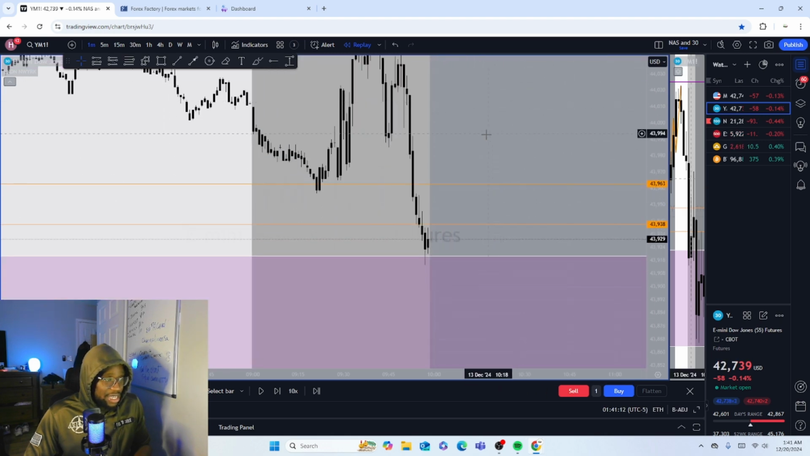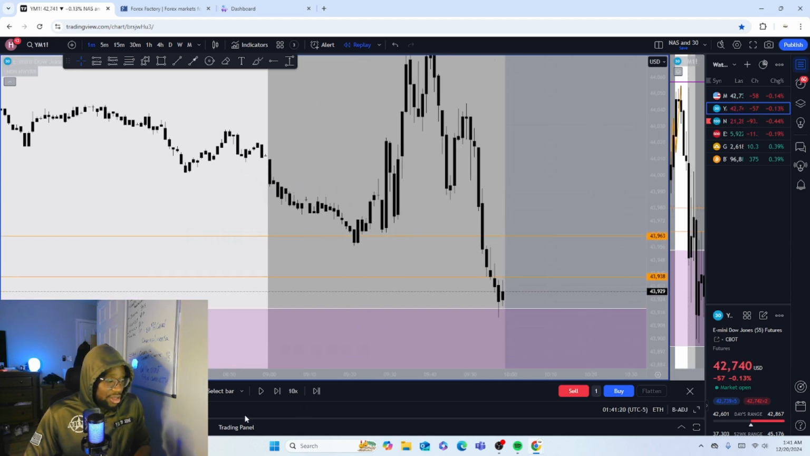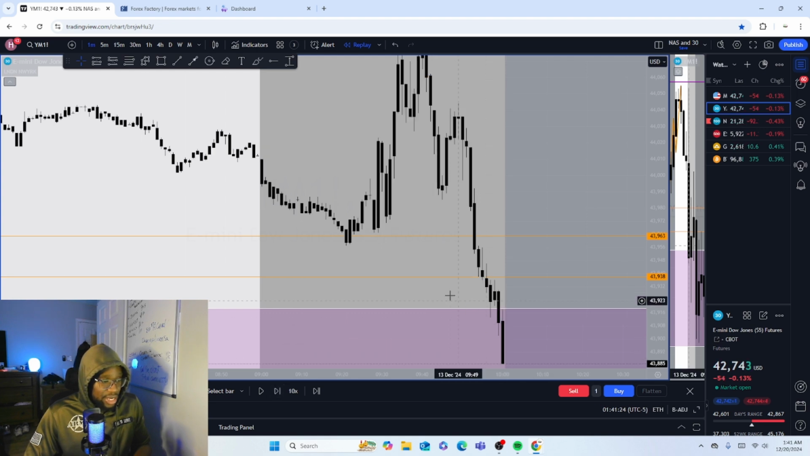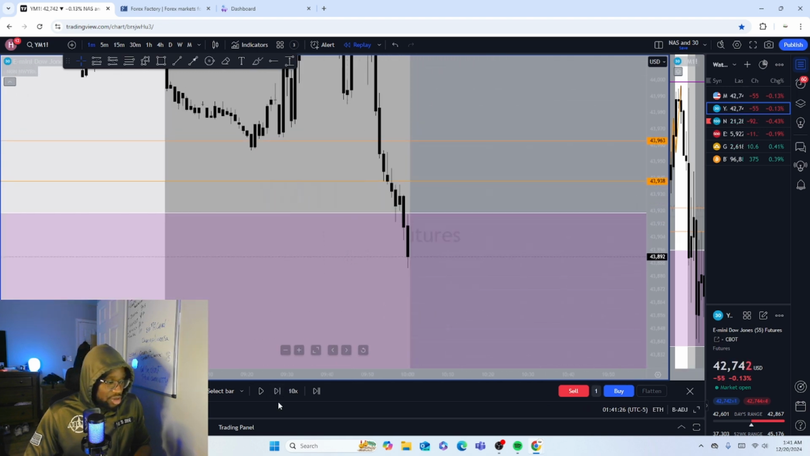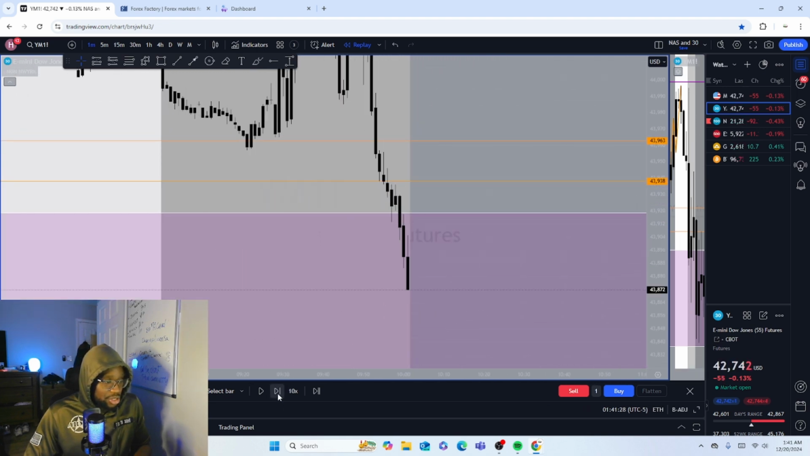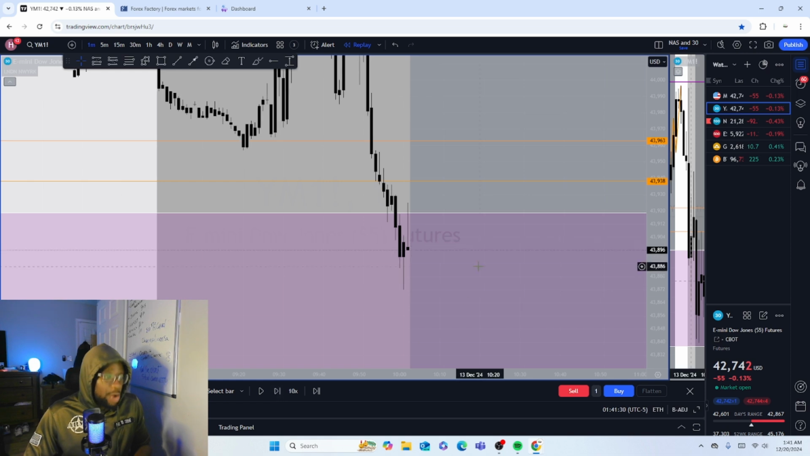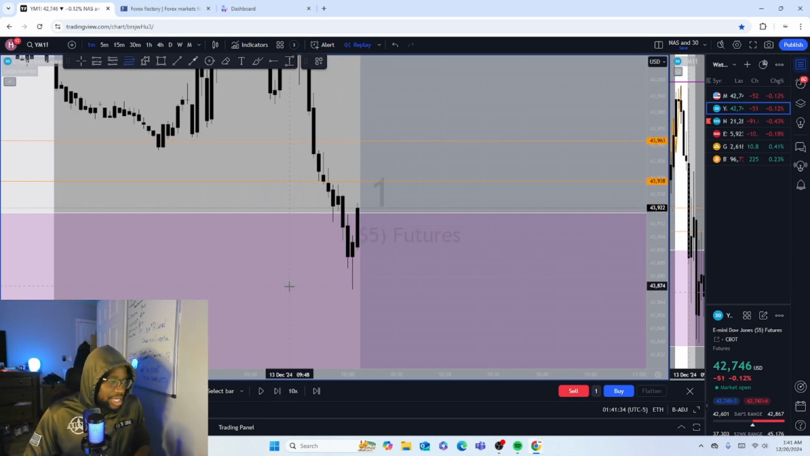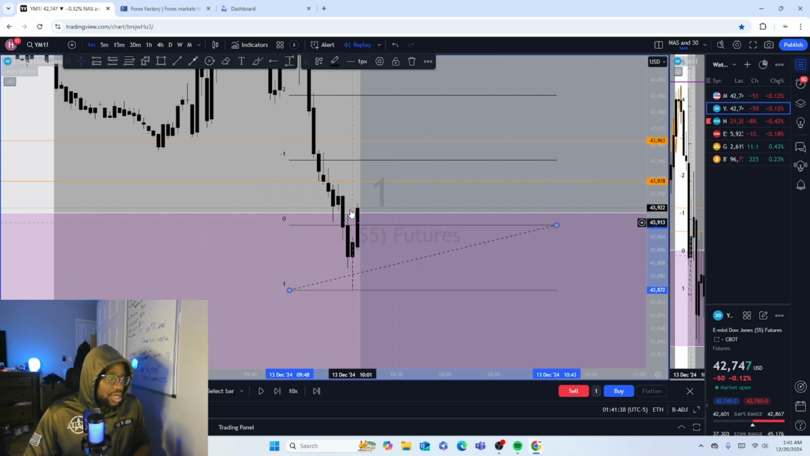Okay, we're back in the area of interest. What time is this now? 9:58. We're looking for the same thing that we look for in every other trade idea that we take. Price is still dropping down. Waiting for that first bullish engulfing. There we go. Now we're gonna mark this. Boom. Entry right here.